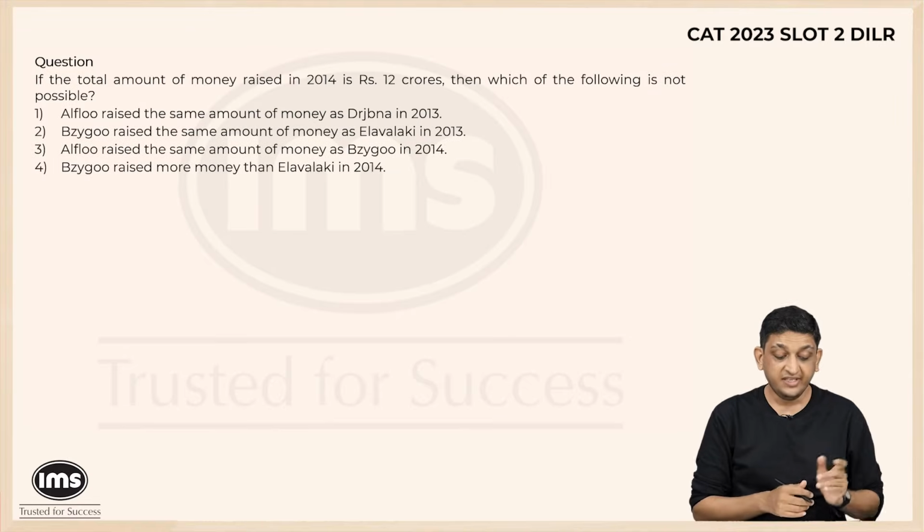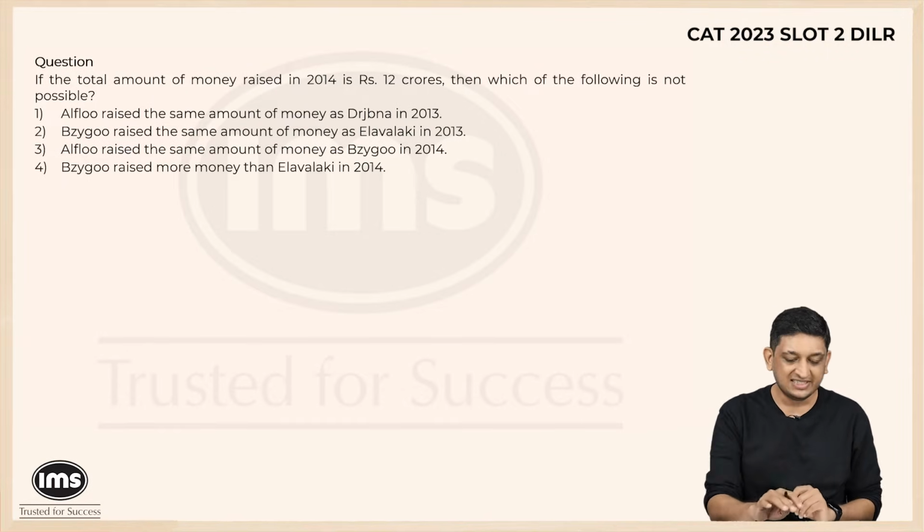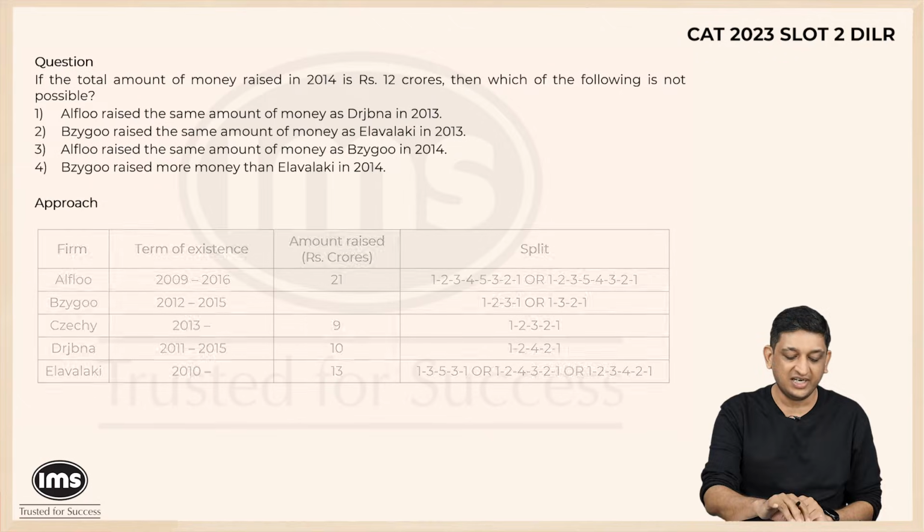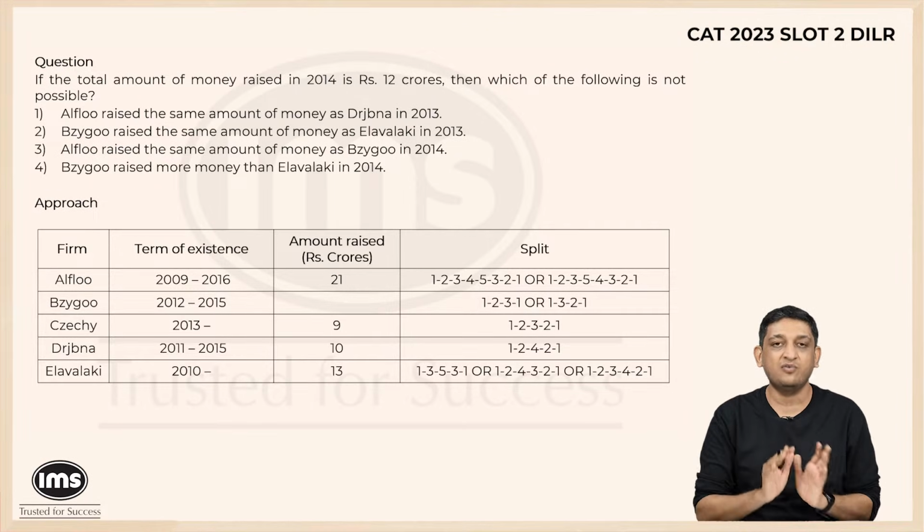Now in this question, if the total amount of money raised in 2014 is 12 crores, then which of the following is not possible? Now this is a slightly complicated question because we'll have to look at a lot of things and then we'll have to figure out what the answer is.